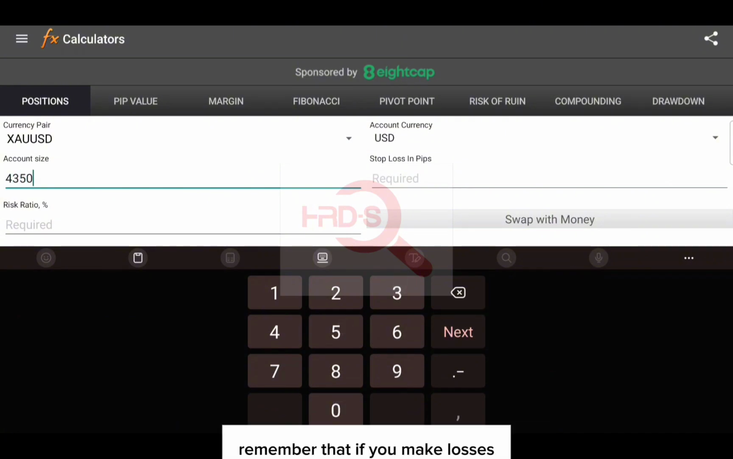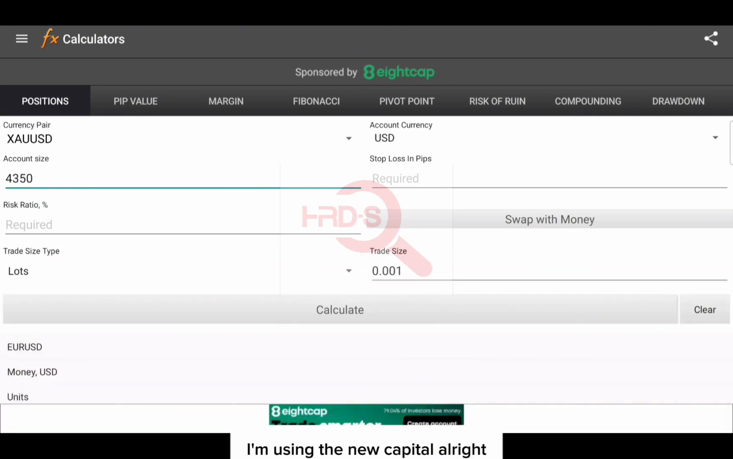Remember that if you make losses, you will no longer be using the same lot size as when you have not made that loss. If my capital reduced from 5,000 to 4,350, I have to come back to the calculator and calculate the proper lot size that I would use. Every single day, I do this calculation depending on my new capital. If I made profit and my capital increased, I'm using the new capital. All right, 4,350.